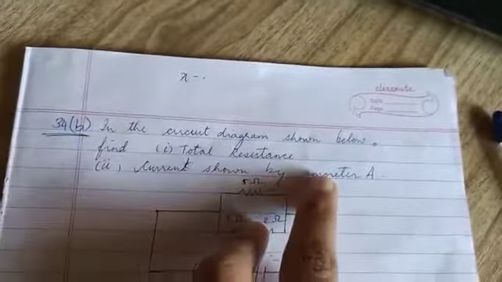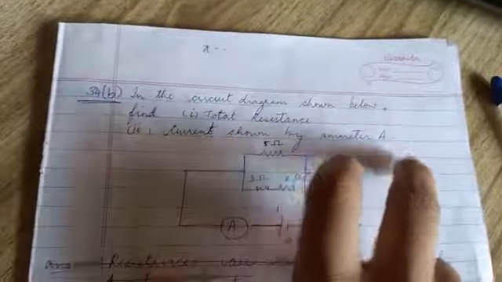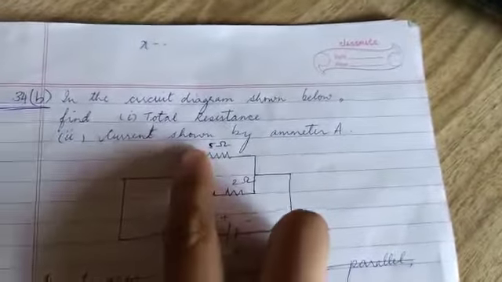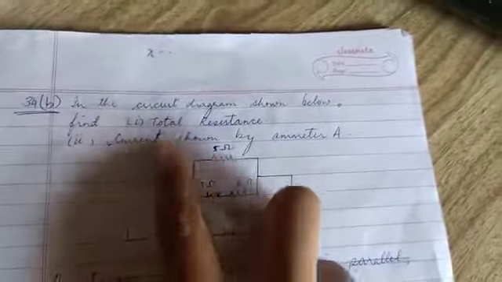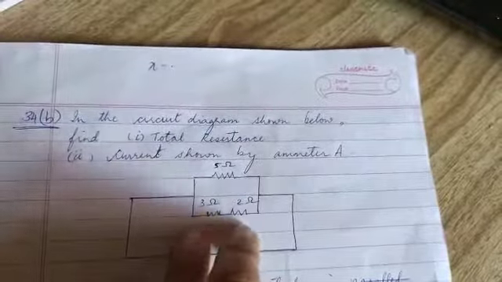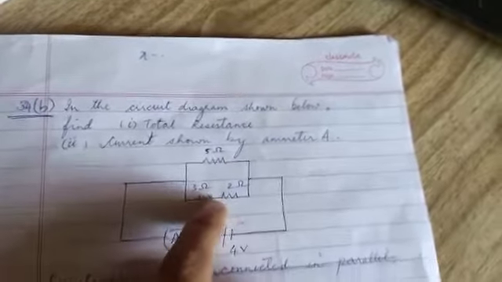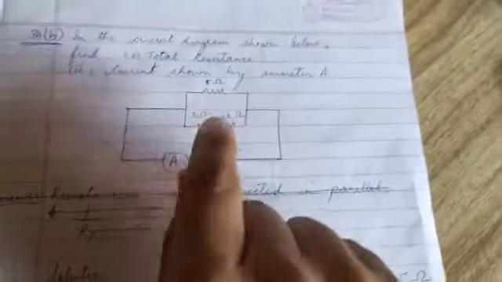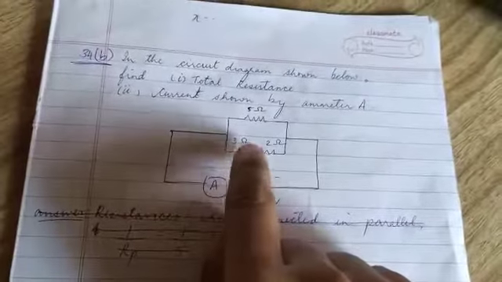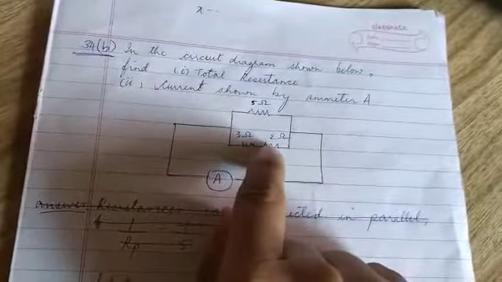Moving on to 34B. The question says, in the circuit diagram shown below, find total resistance and the current shown by ammeter A. Now you need to observe one thing. 5 is one resistor, 3 and 2 are two resistors. 3 and 2 are attached in series connection. So we will find out R total in series. R total for series is R1 plus R2. So 3 plus 2 is 5.